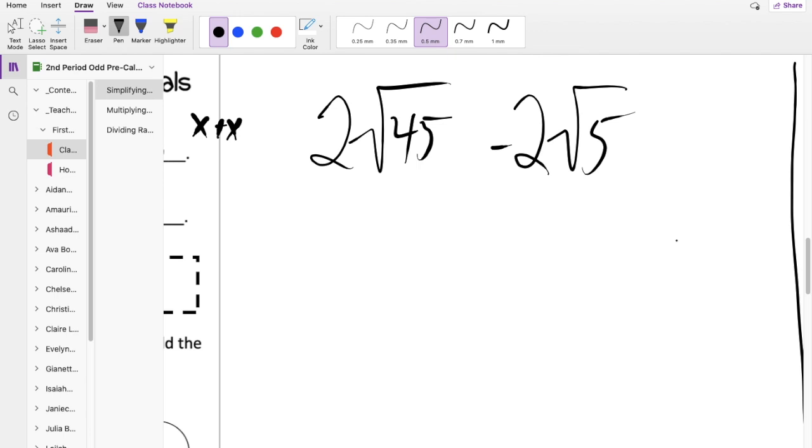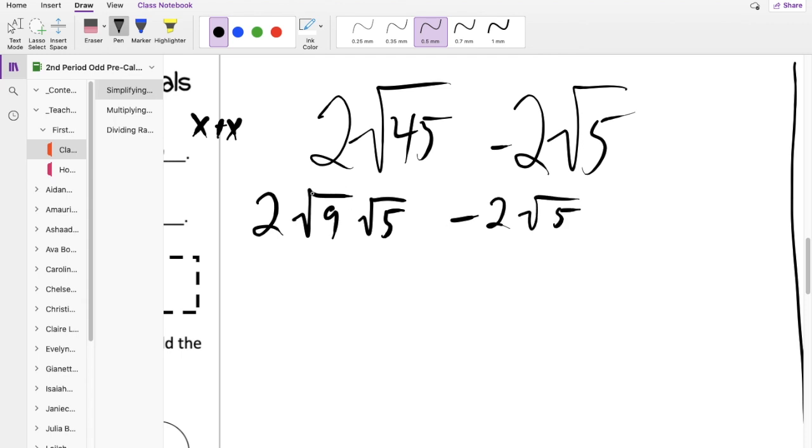Always try to simplify radicals before doing any kind of operations, whether it be adding and subtracting or multiplying and dividing. Always, always, always try to simplify your radicals first. So that's what we're going to do. We're going to simplify that square root of 45. I'm trying to think of the largest perfect square that is a factor of 45, which is 9. So this is really 2 times the square root of 9 times the square root of 5.